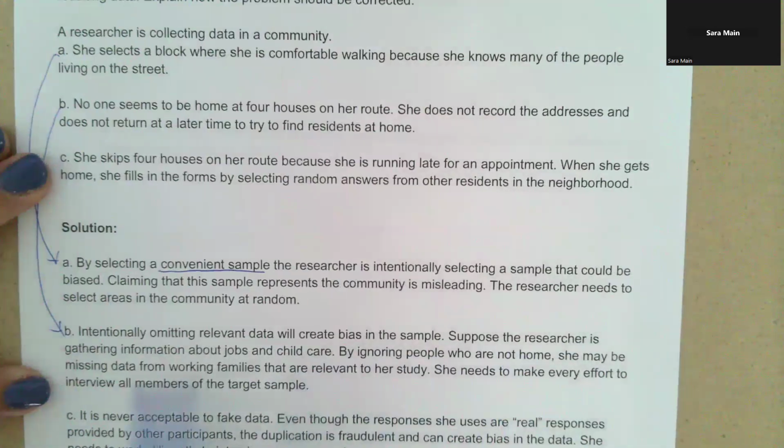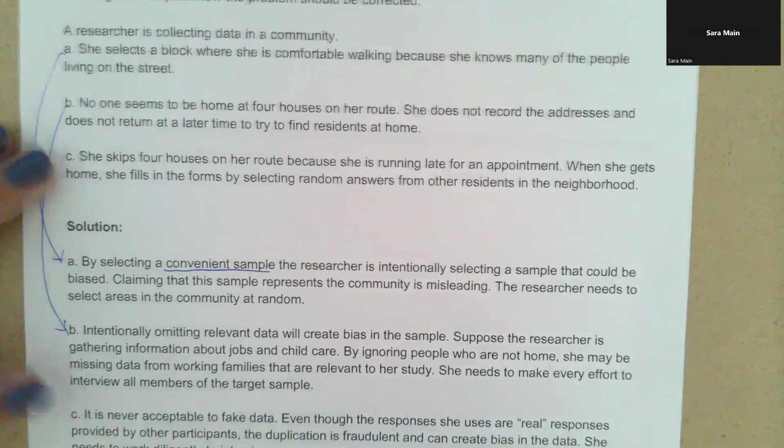It says, suppose the researcher is gathering information about jobs and childcare. By ignoring people who are not home, she may be missing data from working families that are relevant to her study. She needs to make every effort to interview all members of the target sample.